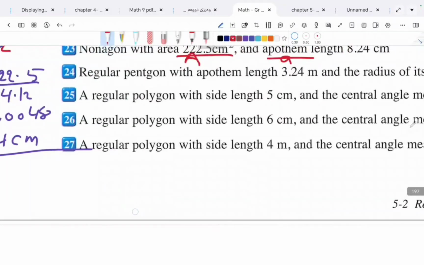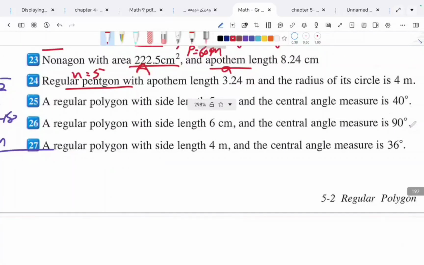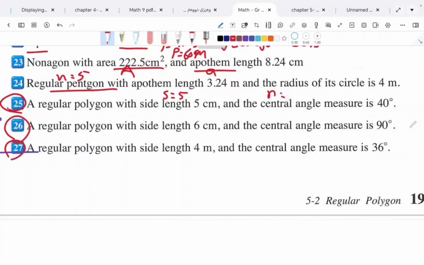Okay, 24. They say what? Regular pentagon. So n equals what? 5. With apothem 30.24, and we're going to use this one by the Pythagorean theorem. Let's solve 25, 26, and 27. A regular polygon with a side length, so s is given, which equals 5. You have to find what? n. How? When the central angle measure is given, it's easy to find n. It will be 360 out of the central angle, which equals 40. Okay, 360 divided by 40, the 0s cancel each other, which equals 9.